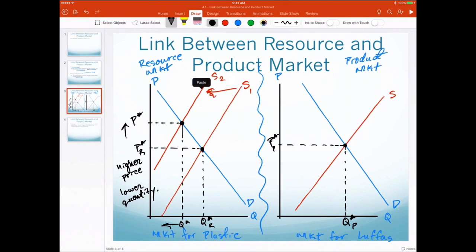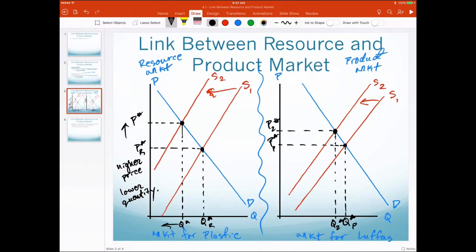If you're a producer of loofahs and the price of plastic has gone up, remember that one of the things that shifts supply curves is the cost of input goods. The cost of inputs to make loofahs has now gone up. So you, as a supplier of loofahs over here in the product market, your supply curve is also going to shift to the left. We won't make it the exact same shift, but something like this, from S1 to S2, a decrease in supply. So we're going to have a new equilibrium, P2 star and Q2 star.